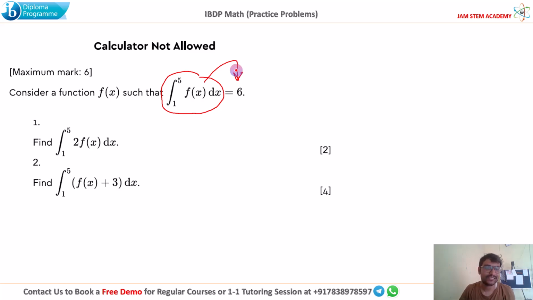The question says find the integral from 1 to 5 of 2f(x) and f(x) plus 3. So here we have to use the algebraic properties only, and that's the answer.